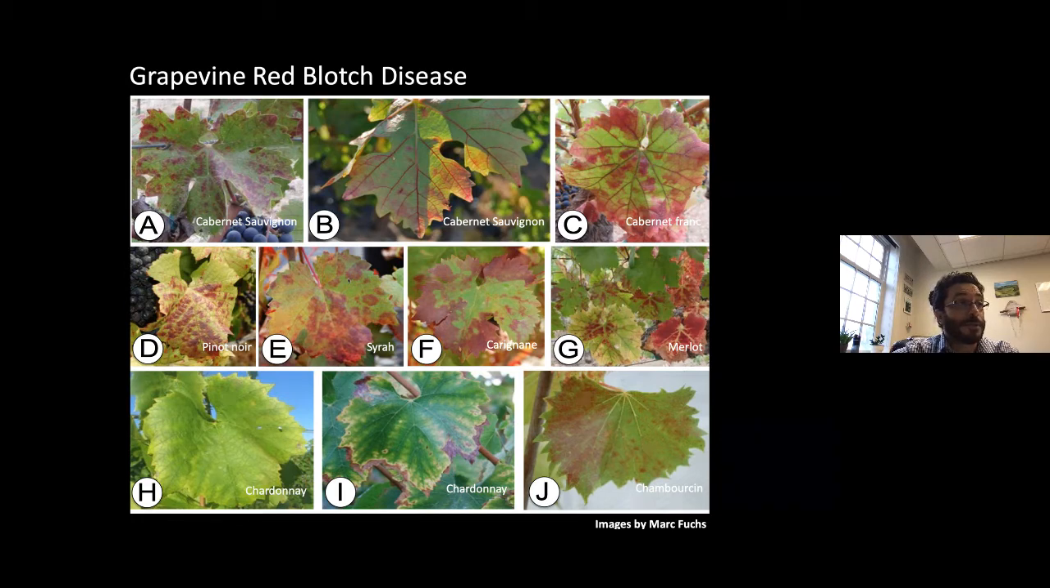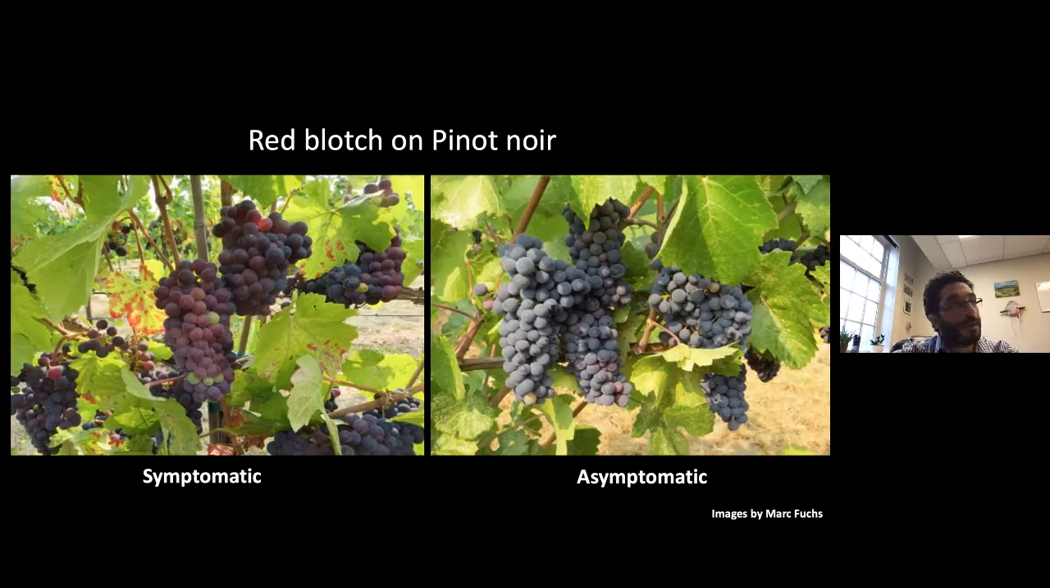All the other viruses I described before were all RNA viruses. Red blotch has a huge impact on the quality of the grapes, maybe even more than leaf roll. As you see here, the grapes are all lighter than the healthy ones, right? And it doesn't take much to deduct from the quality of the wine that comes from those grapes, right?